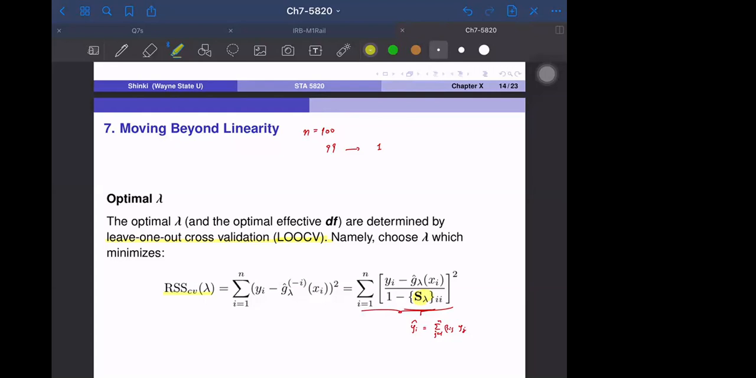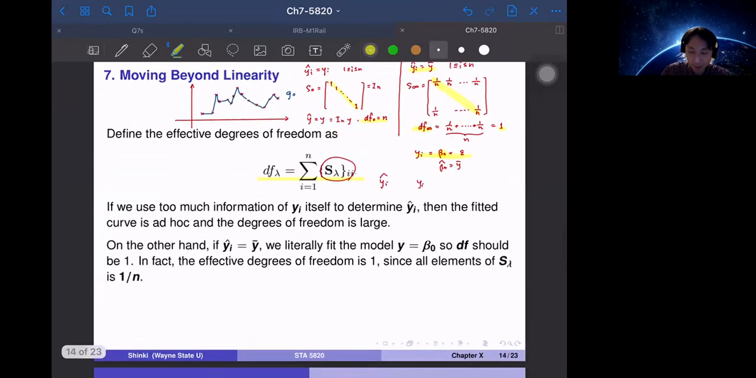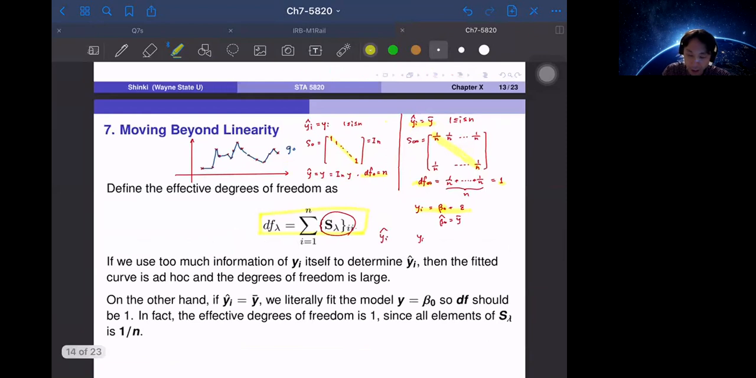Right. Okay, but I thought the degree of freedom can just be an integer number. Oh, yeah, so the degrees of freedom here is the effective degrees of freedom. This is defined by the summation of the diagonal terms of S lambda. For this example, it is an integer, but in general, it's not an integer.